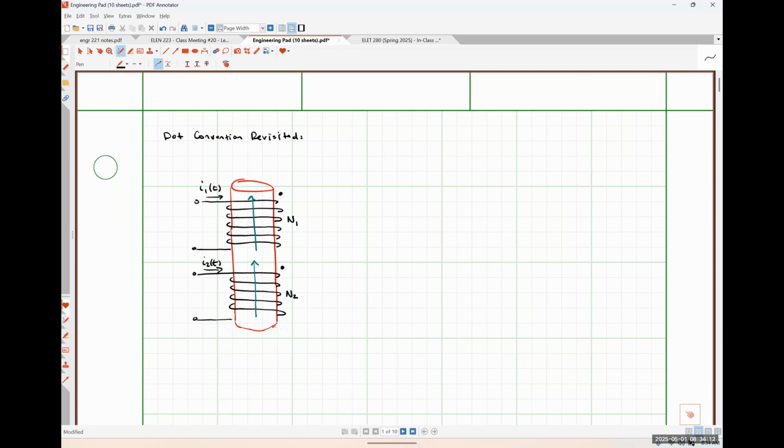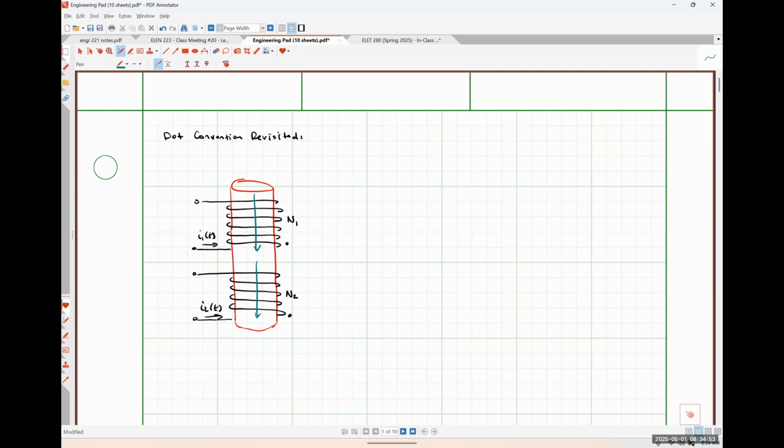So if I have this situation and I have this situation, now essentially my dots would be down here and down here, and my fluxes would be oriented down in both cases, but they'd still add together. So essentially, we have the exact same situation. Our fluxes are adding together.